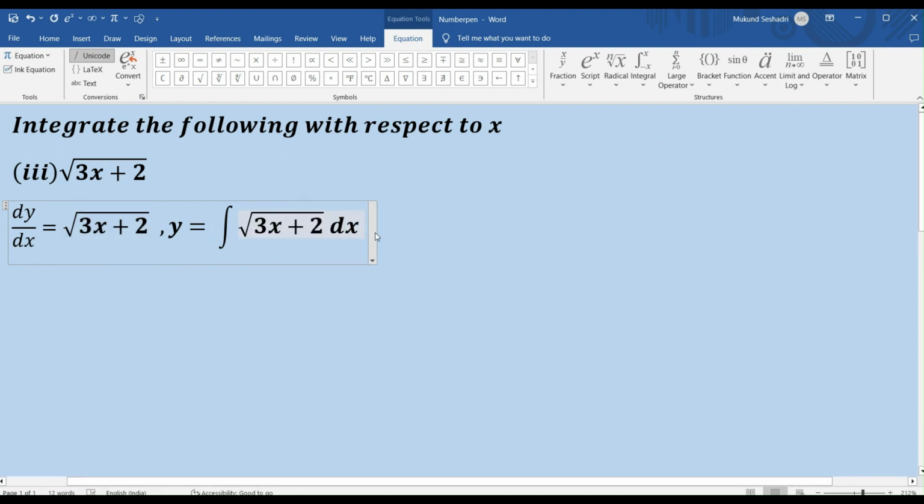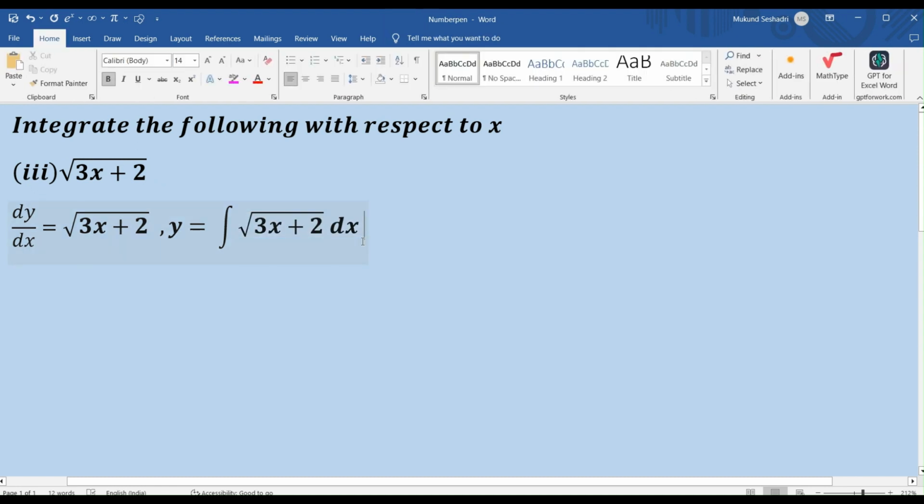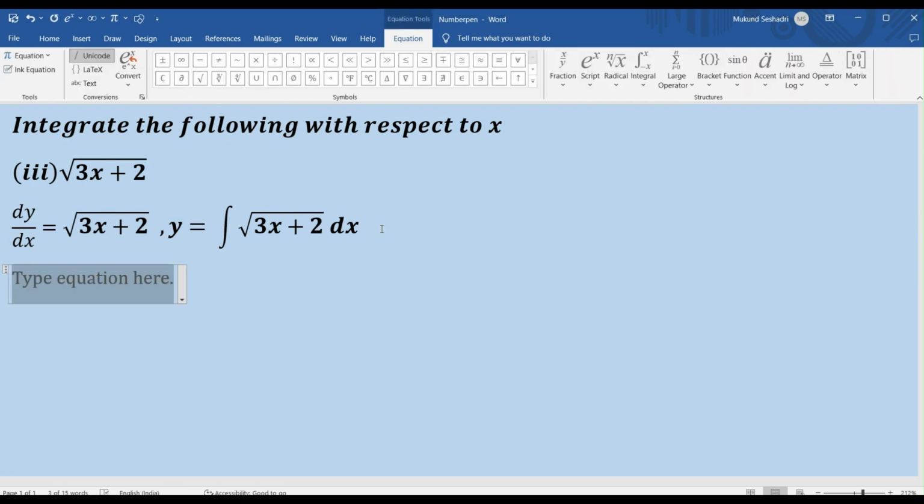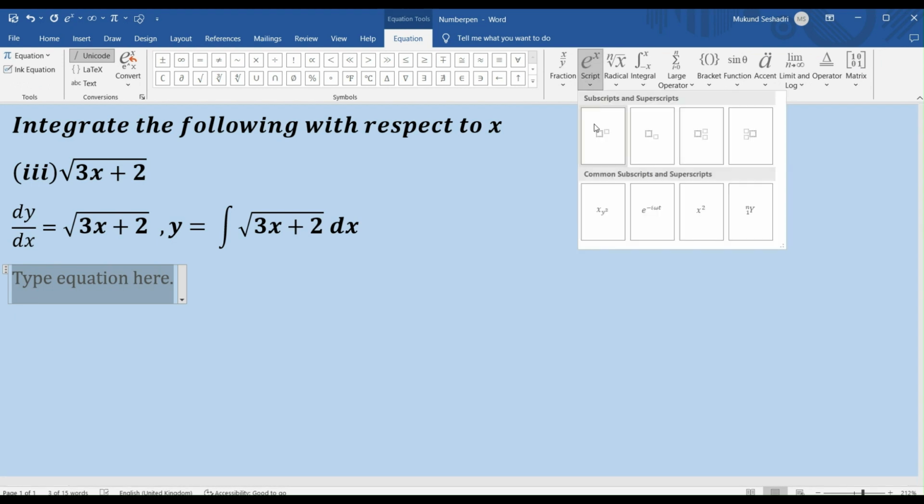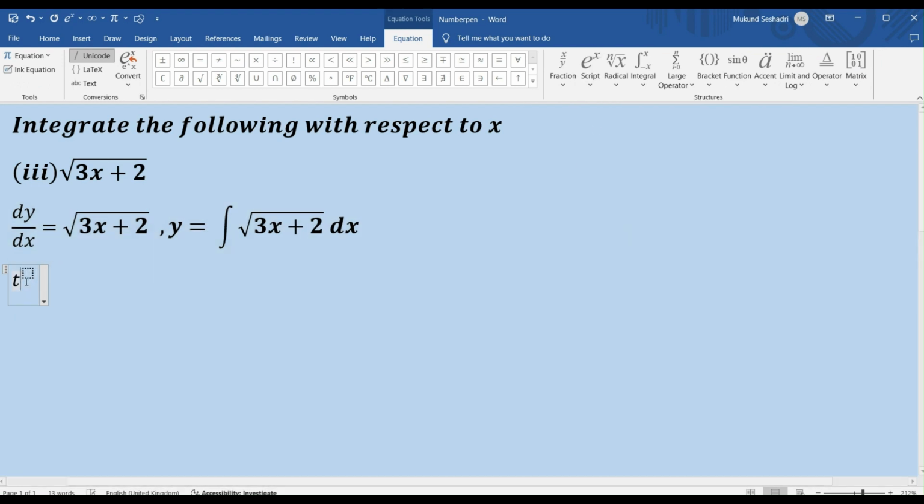So now I come to my substitution. What is that substitution that will make my expression much, much simpler, right? So I go to the next line. I have a square root and I have a 3x plus 2. So there are two substitutions possible. Either I do 3x plus 2 equals t, or I can do 3x plus 2 equals t squared. I'm going to pick up the second substitution. I'm going to do t squared equals 3x plus 2.